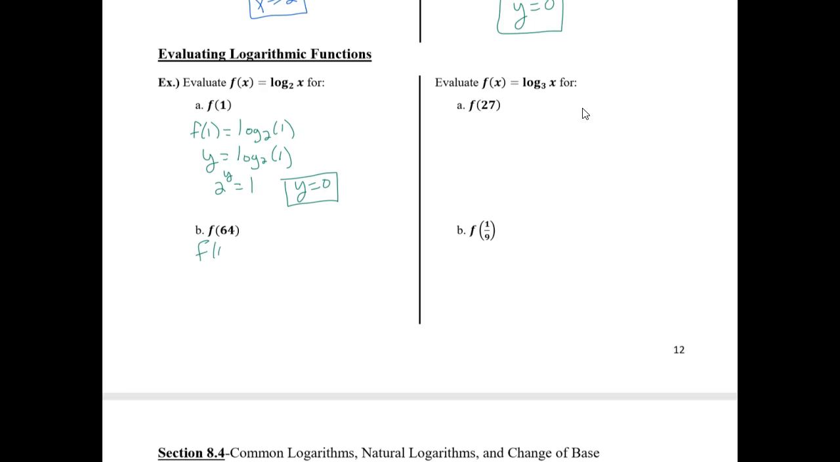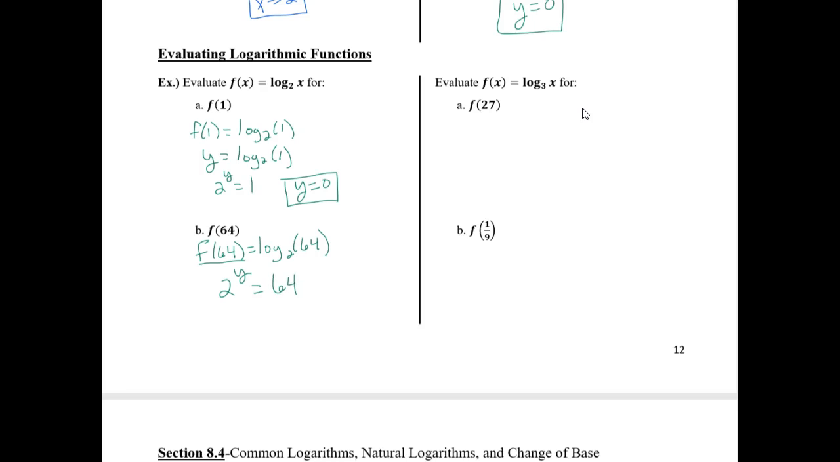So f of 64 is log base 2 of 64. Again, we can rewrite this exponentially. Start, the base is 2. Logs equal exponents, so this whole f of 64, that's just y, equals 64, which is what we took the log of.